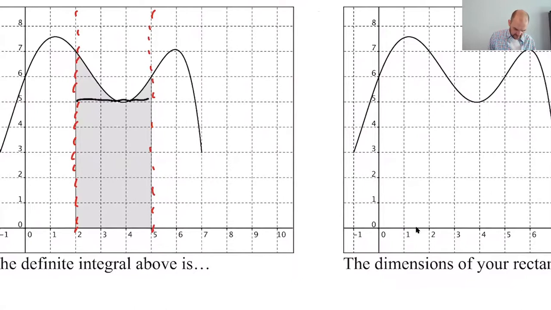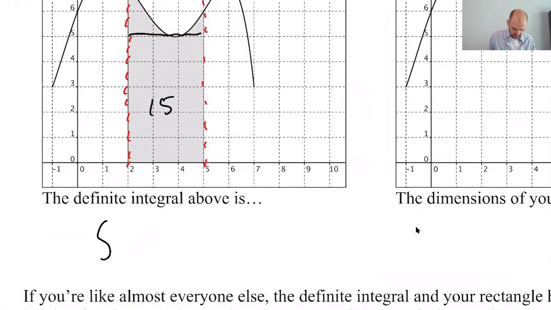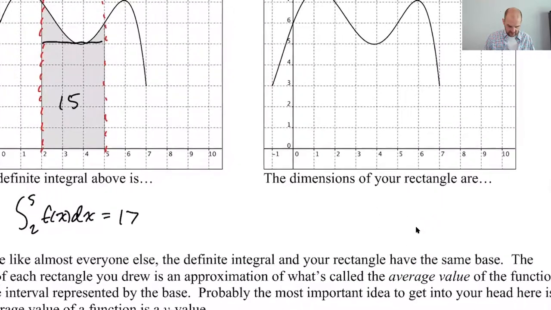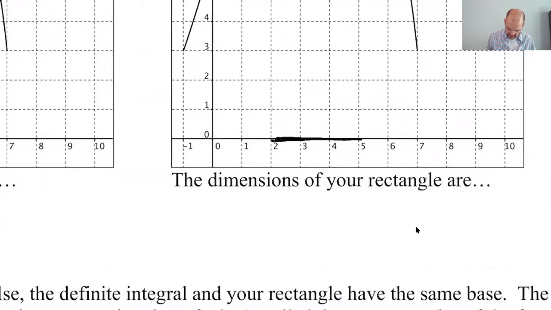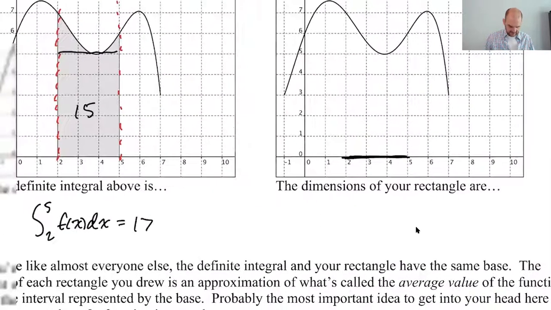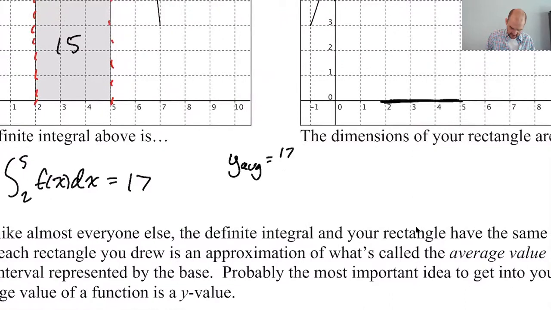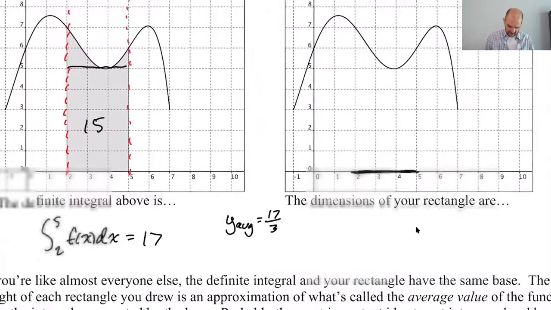All right, what do we got? So here, that's 3 by 5. So this is 15. Let's just say 17. I think the whole thing is 17. So I'm going to say the integral from 2 to 5 of f of x dx is 17. That means I want to draw a rectangle with the same base, from 2 to 5. I want my rectangle to have a height of 17 divided by the base, which is 3 units long. So the average y value is going to be 17 over 3. That's going to give me a rectangle that has the exact same area as this really interesting slushie machine.